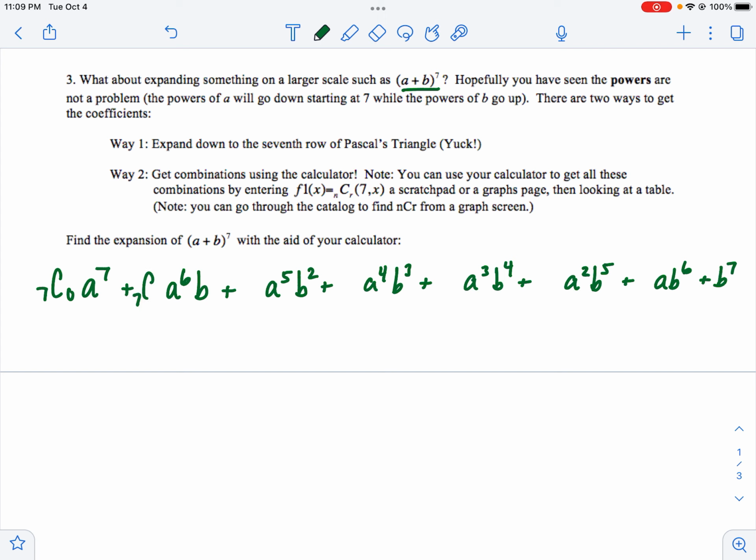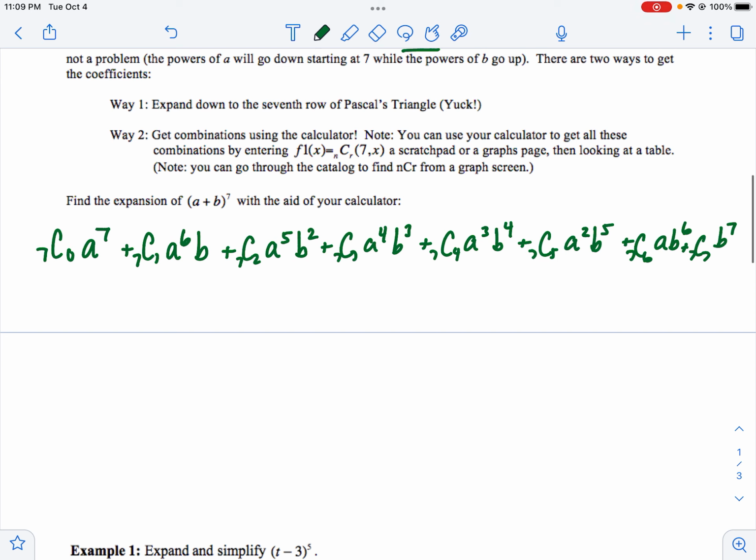And then this one's going to be 7 choose 1. And this one will be 7 choose 2, and 7 choose 3, 7 choose 4, 7 choose 5, 7 choose 6, and 7 choose 7, which is hard to fit in right there, but I will. 7 choose 7. So if I wanted to, then on my calculator, I can just come in and figure out what each of those are.